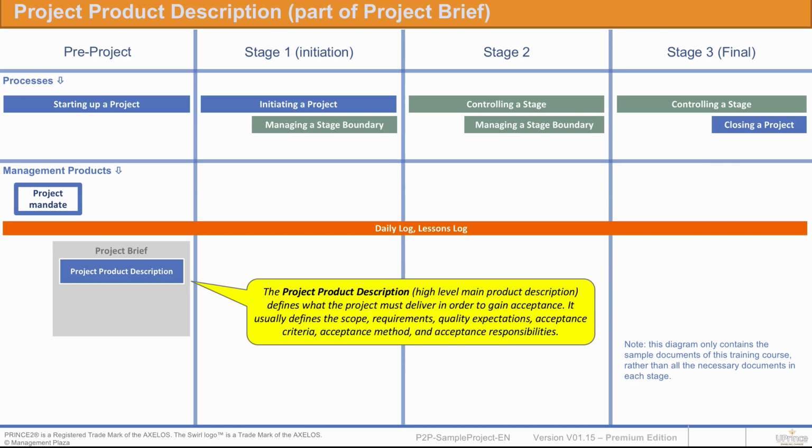to get a good idea of what the main project will be. So for a definition, the project product description is a high-level document about the main product that's going to be produced by the project. It defines what the project must deliver in order to gain acceptance. So we hand it over at the end of the project. And it usually defines the scope, the requirements, and very importantly, the quality expectations. So the quality criteria or quality expectations and the acceptance criteria, which are very much linked with each other, the acceptance method and acceptance responsibilities. So how it will be handed over and the checklist that we will go through in order to make sure that we have delivered the product as expected.